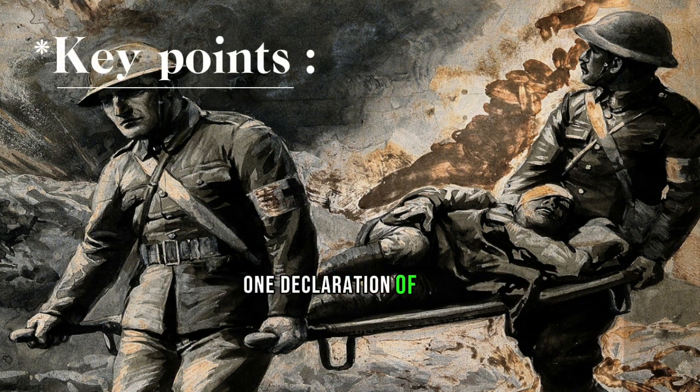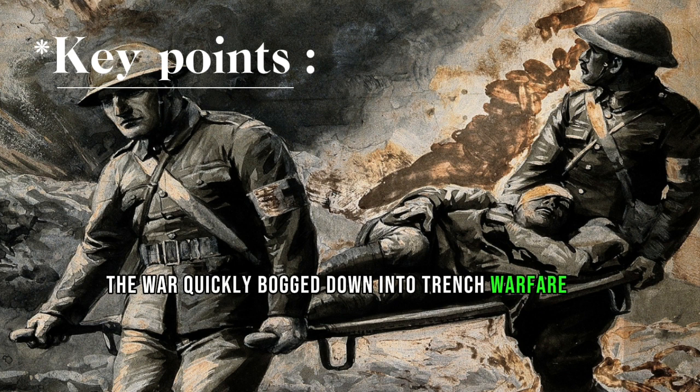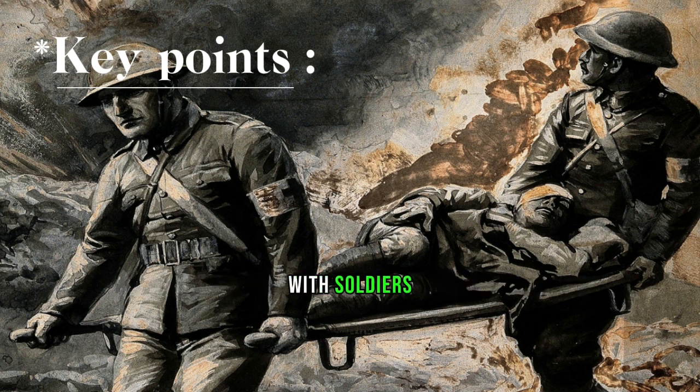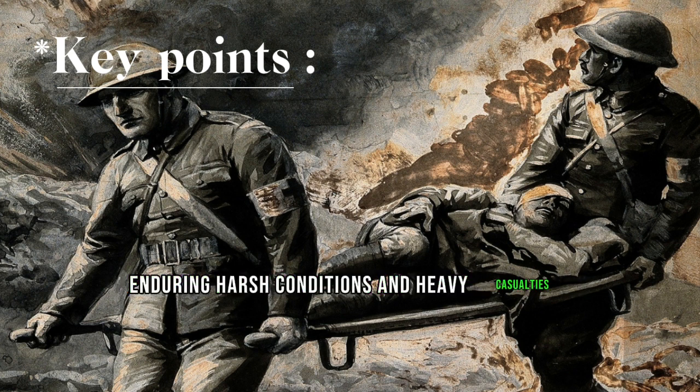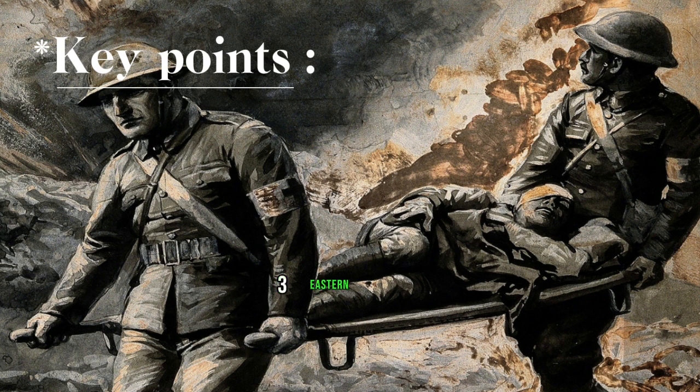Key events of World War I in 5 bullet points. 1. Declaration of war. Austria-Hungary declared war on Serbia, leading to a series of declarations of war among the European powers. Germany invaded Belgium, prompting Britain to join the war. 2. Trench warfare. The war quickly bogged down into trench warfare on the Western Front, with soldiers enduring harsh conditions and heavy casualties.